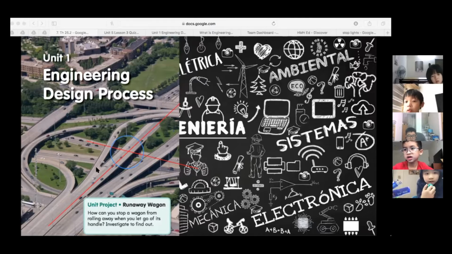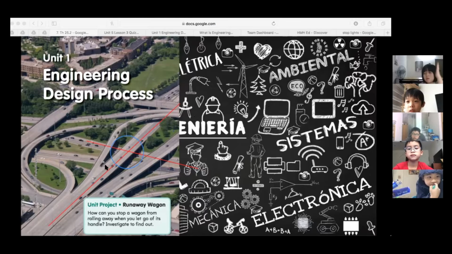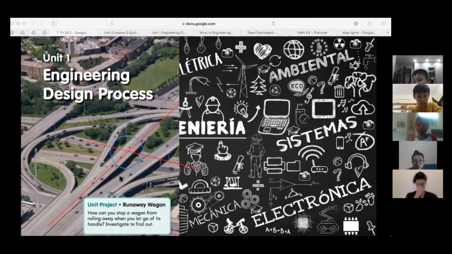Exactly. Who knows what these little side roads are called that help them get onto the other roads? Anyone know what these little roads are that help them get onto the bigger roads? Bridges? Bridges is very, very close. These are called a ramp.